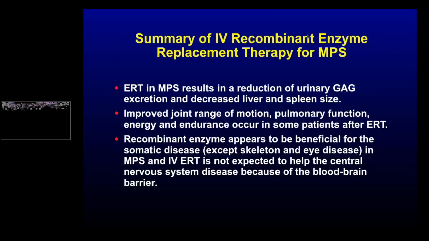There's no question in my mind that recombinant enzyme therapy appears to be beneficial for the somatic disease. We probably don't impact the skeleton or eye in the MPSs, and the IV ERT is not expected to help the central nervous system disease because of the blood-brain barrier. It just doesn't cross over.